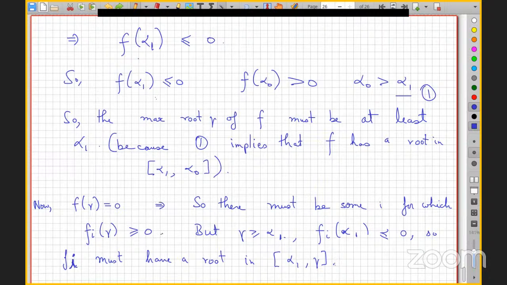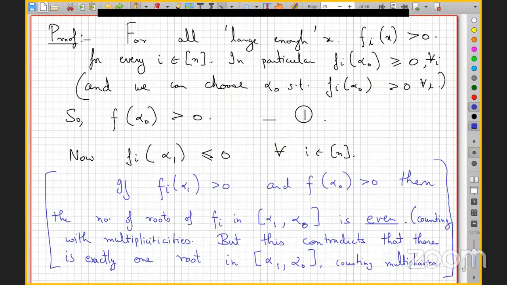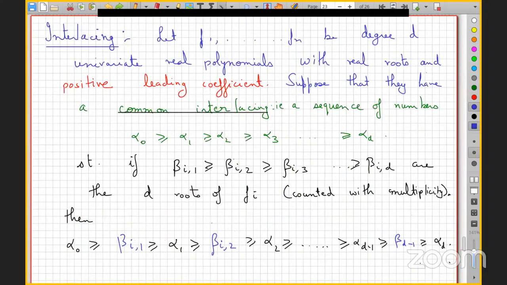So in particular, that means that this beta_{i1} is less than or equal to gamma, right? Because that is the root that is at least alpha_1. So the root of f_i that is at least alpha_1 is exactly the root we were calling its max. That is exactly the maximum root of f_i, by definition.